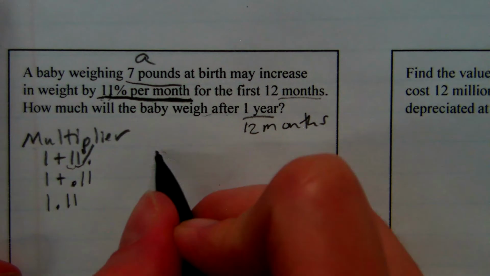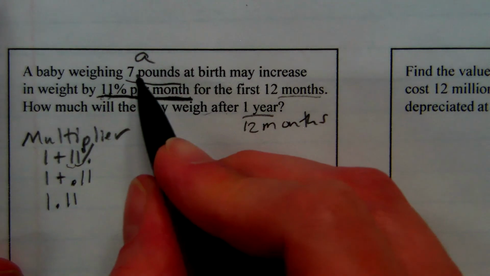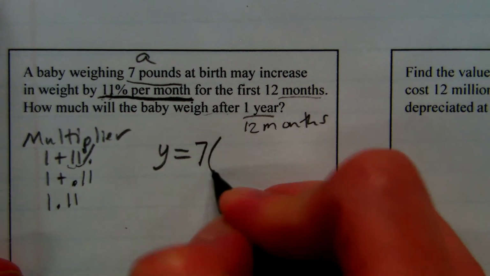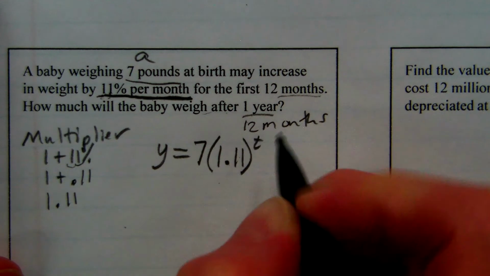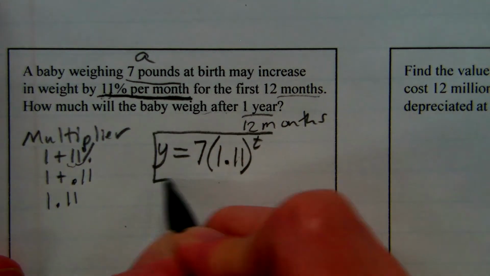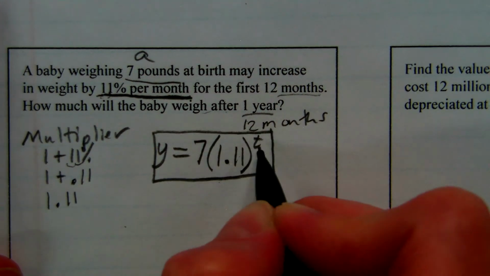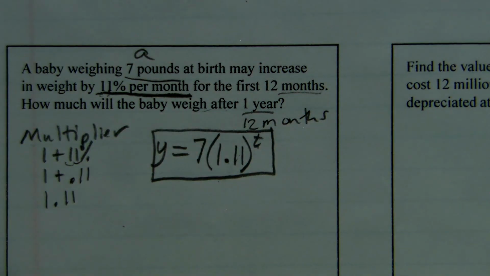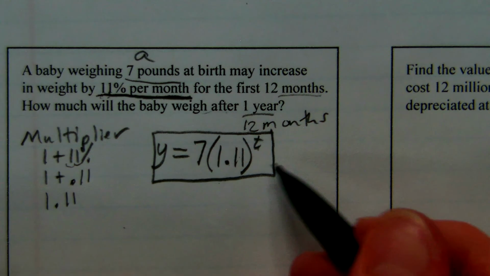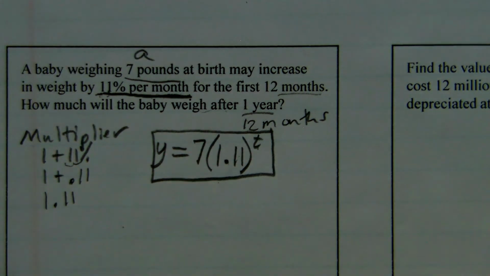So our equation then is y equals, the starting value is 7. We're multiplying it by 1.11 to the time period. So in theory, I could figure out about how much the baby would weigh at 5 months or 8 months. Not all babies are going to grow the same amount. They'll have little spurts. But this would give you an idea of whether or not they were on track.